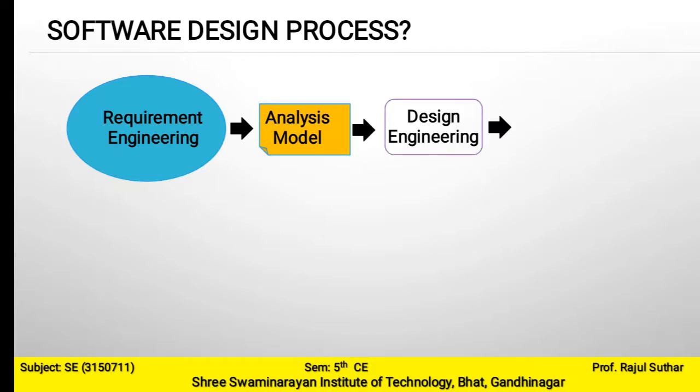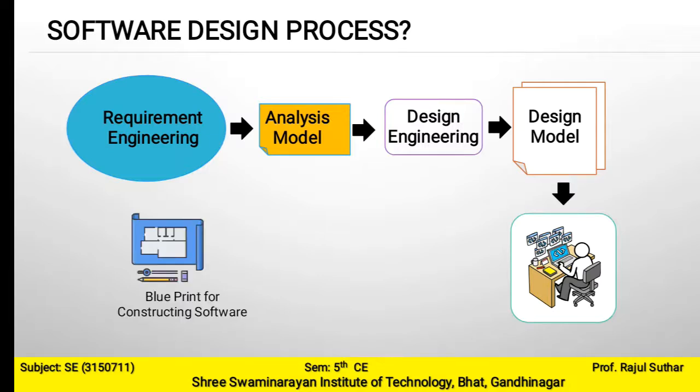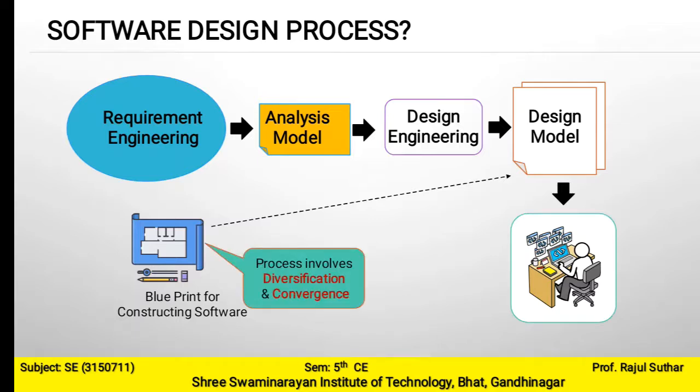Then we apply the design model. In this chapter we discuss the design model. A number of design models are covered, like architectural design, component level design model, object oriented design model, function oriented design model, user interface design model, and web application design model. Then, after applying a particular design model, we get the blueprint for constructing a particular software. So the blueprint is nothing but the software design.